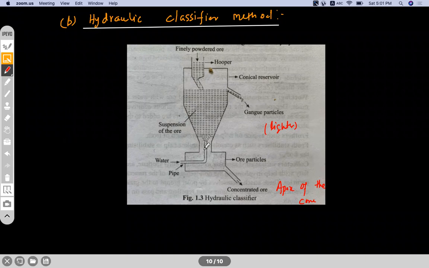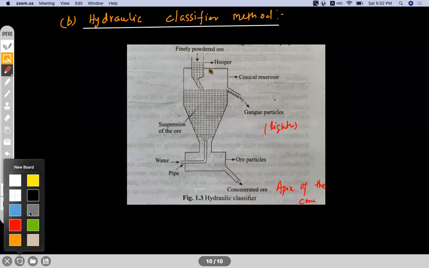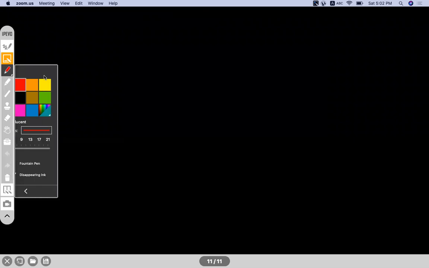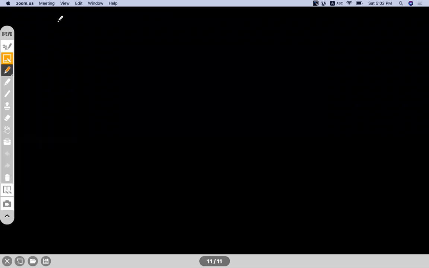So these are the two methods we have in hydraulic washing or gravity separation method. All these things, again, we are discussing under concentration of ore. The next method we have in concentration of ore, the third method is, write down all of you, the electromagnetic separation method.